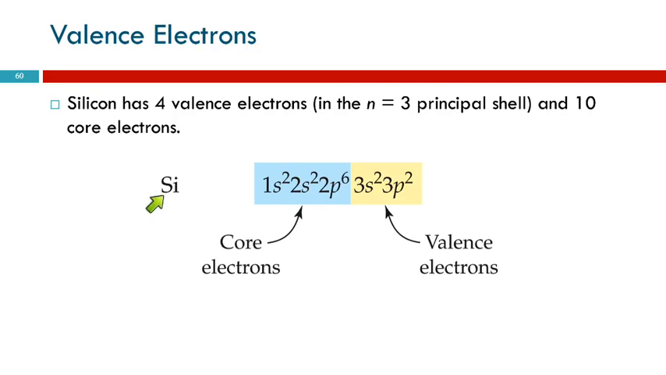What group on the periodic table is silicon in? Not period. What group? Vertical. 4A. Group 4A, and silicon has 4 valence electrons. That's not a coincidence.